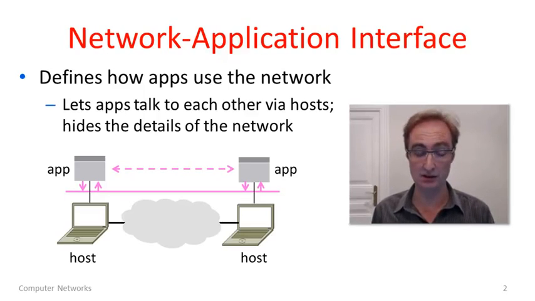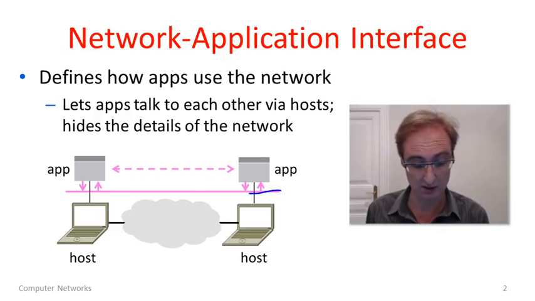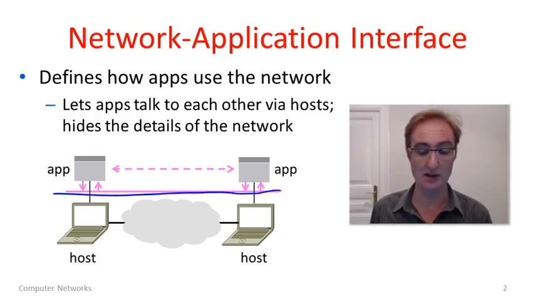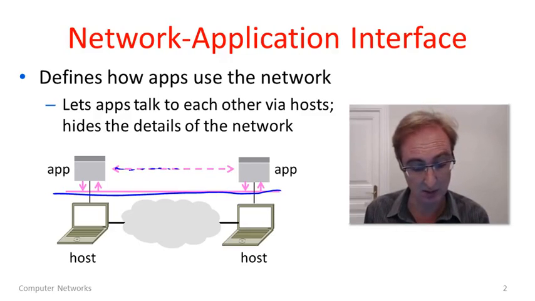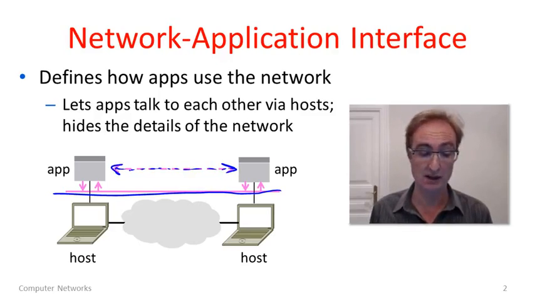We have applications attached to hosts which are using the network. The applications use this interface, the network application interface, to talk over the network. And this interface is really defining how applications can use the network. The purpose of using this API, of course, is to let apps talk to other apps. So that's what apps want to do. They just do this via the local host.